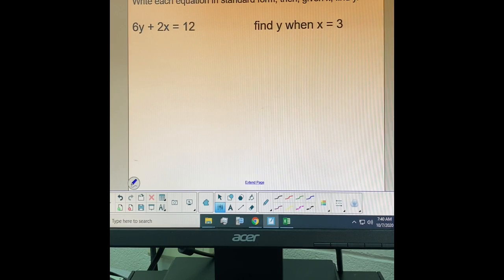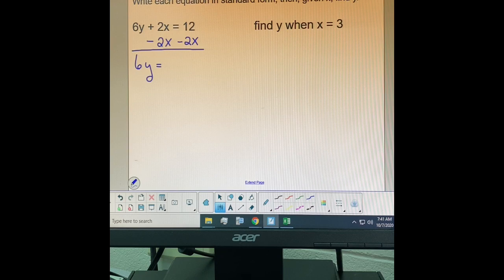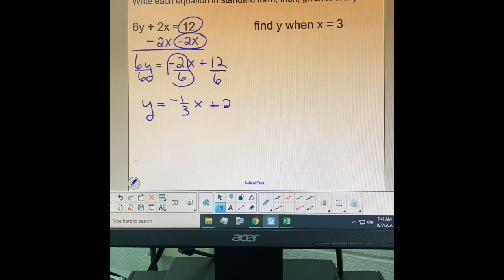For this problem, we need to first put it in standard form, y equals mx plus b. Then we're going to plug in x equals 3 and solve for y. So here we get 6y equals negative 2x plus 12. We need to divide by 6, simplify the fractions. We get y equals negative 1/3 x plus 2.